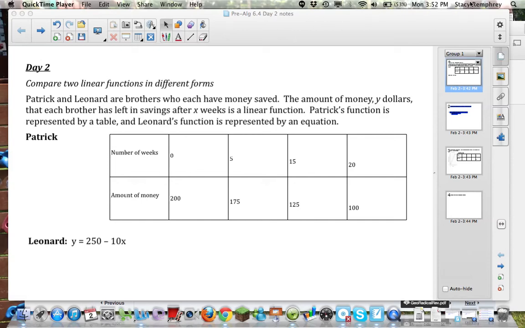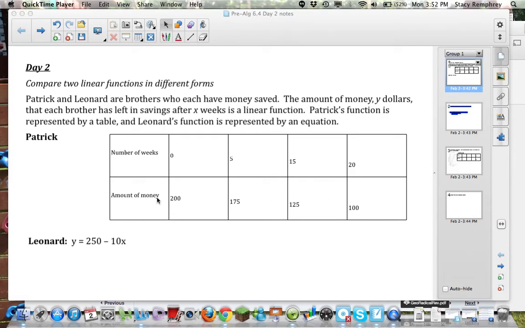Okay, this lesson is just like we did yesterday, except now I'm going to have the two functions in different forms. Yesterday, or actually today, we did that so both were in tables or both were graphs or both were equations. Now they're going to be a little different. So Patrick and Leonard are brothers who each have money saved. The amount of money, or y dollars, that each brother has left in savings after x weeks is a linear function. Patrick's function is represented by a table, and Leonard's function is represented by an equation.